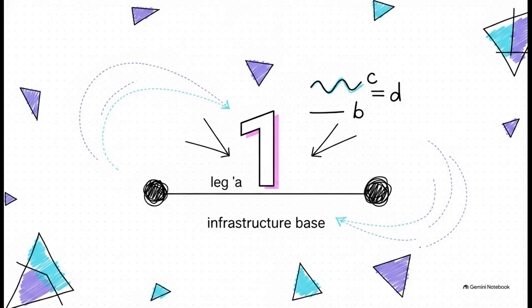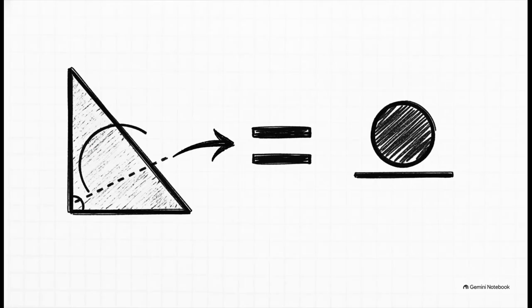But here is where the real magic happens. The author applies what's called data normalization by simply setting that horizontal infrastructure base, our leg A, to equal exactly 1. The math collapses into something absolutely stunning. If A is 1, our original equation for D just becomes C minus B. And this brilliantly illustrates a core geometric truth.